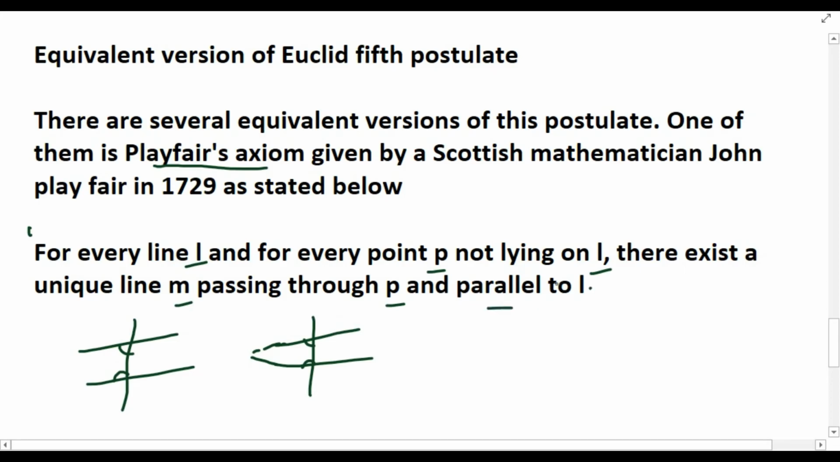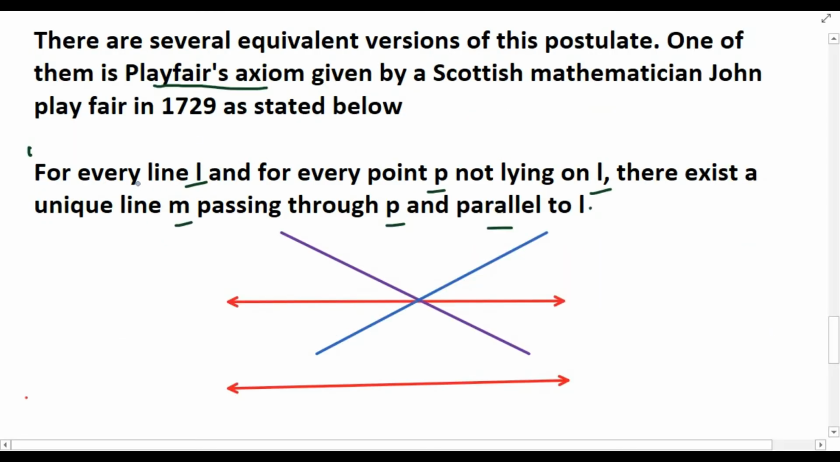So let's see what this Playfair axiom is. Playfair's axiom states that for every line L, let this be line L, and for every point P, let this be the point P, which is not lying on the line L, there exists a unique line M passing through P and parallel to L. So the equivalent version of Euclid's fifth postulate, given by Playfair, is like this: for every line L and every point P not lying on the line L, there exists a unique line M passing through P and it is parallel to L. You can see that these two lines L and M are parallel.